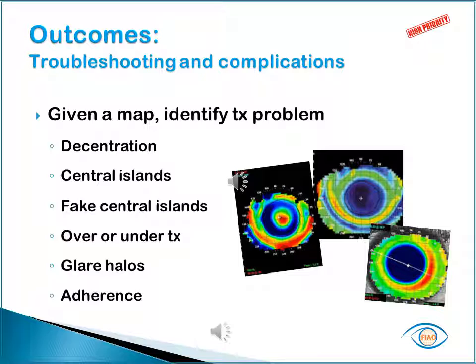Now we come to the outcomes section, troubleshooting and complications. See the sign up there, high priority, super high priority. So what's going to happen is we may give you a map, or we may describe a map, and this map may have a variety of different problems, or it may have a single problem. You have to identify the problem, and then most importantly, you got to figure out how is the best way to solve that.